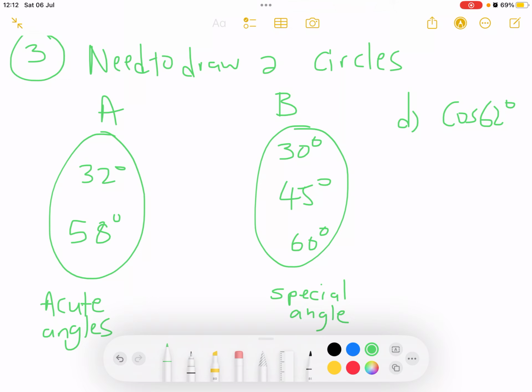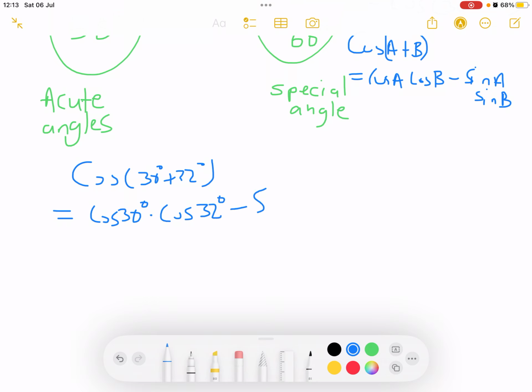Now, we can simplify our cos of 30 plus 32 as cos of 30 times cos of 32 degrees minus sin 30 times sin 32 degrees. Now, the cos of 30 is a special angle. So cos of 30 is equal to root of 3 over 2 multiplied by the cos of 32.